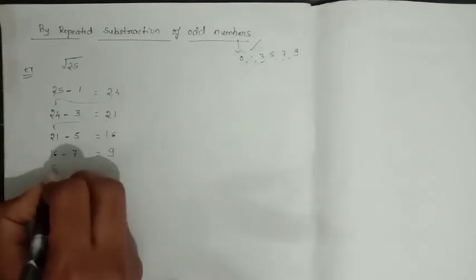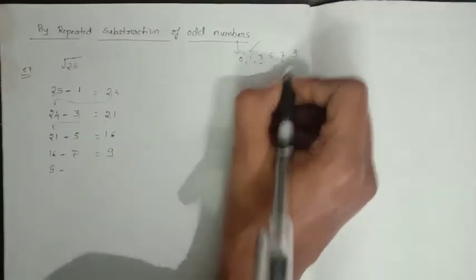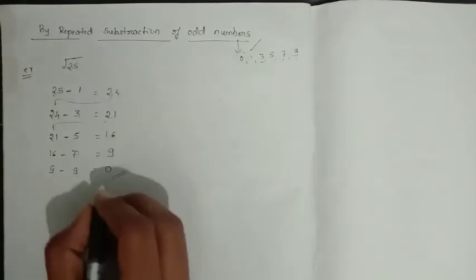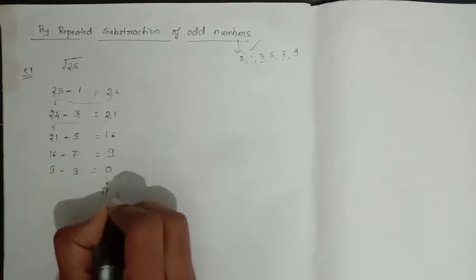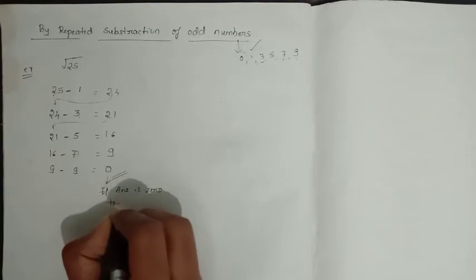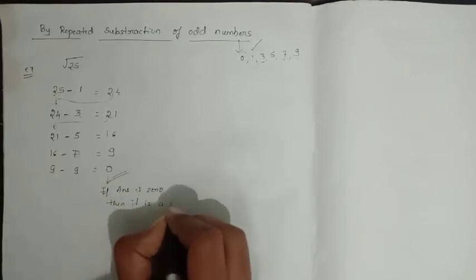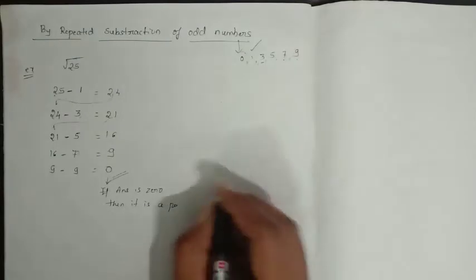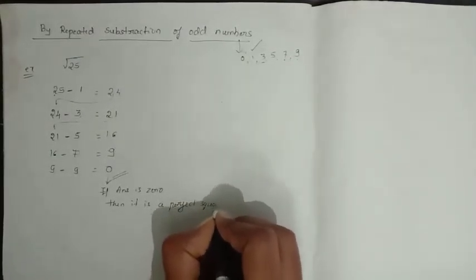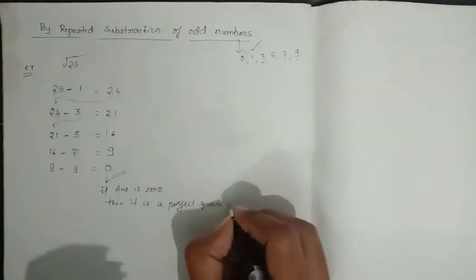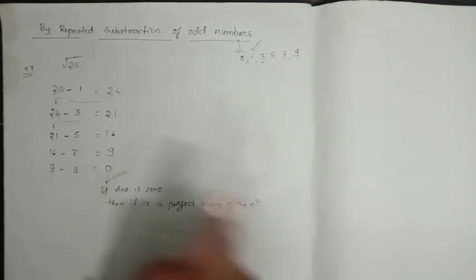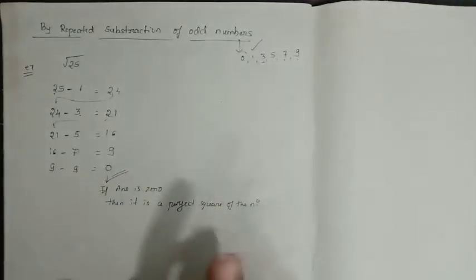Now 9 minus, after 7 which is the next number? 9. So it came 0. If the answer at the end is 0, then it is a perfect square. Whatever the square root term is given, it is a perfect square of some number. If it is negative, then definitely it is not a square of any number.